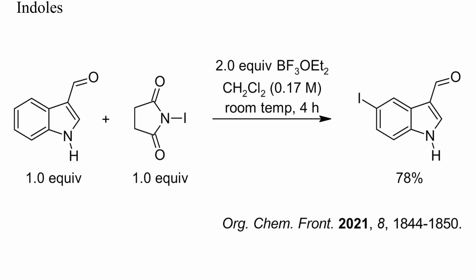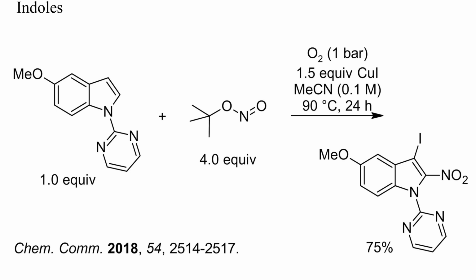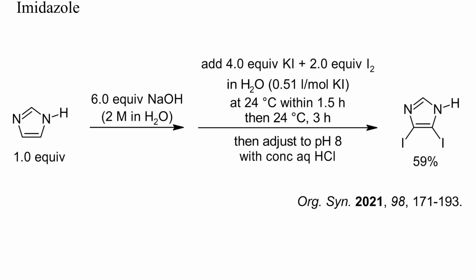Indole is electron-rich and usually reacts with electrophiles at nitrogen and at positions 3 and 2. In this example, however, the benzene ring was iodinated. A combination of copper iodide and tert-butyl nitrite with oxygen can bring about the iodonitration of indoles. The reaction probably proceeded via an intermediate nitrosoindole.